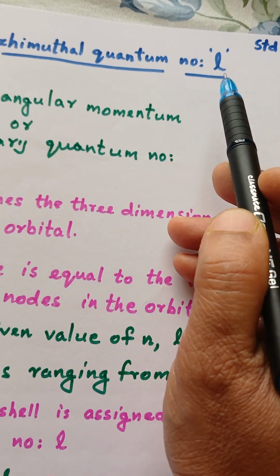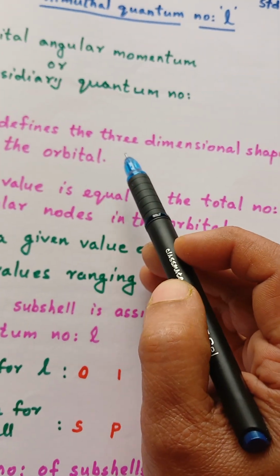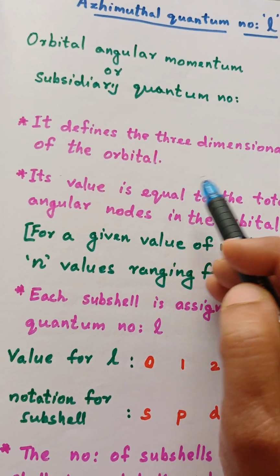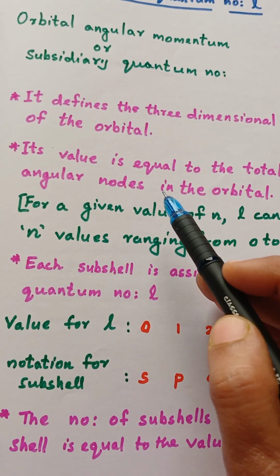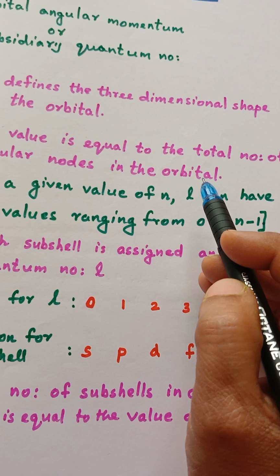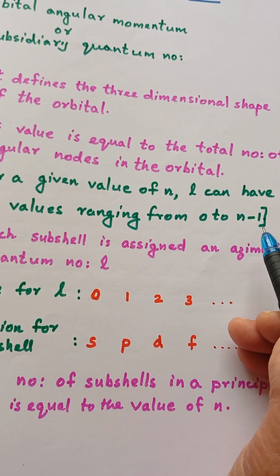So this is the azimuthal quantum number. It is represented by the letter L. The main points are: it defines the three-dimensional shape of the orbital, and its value is equal to the total number of angular nodes in the orbital. That is, it has values from 0 to n minus 1.